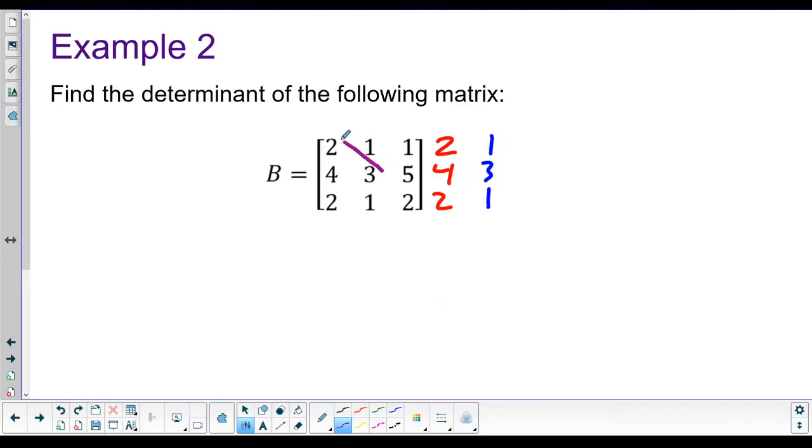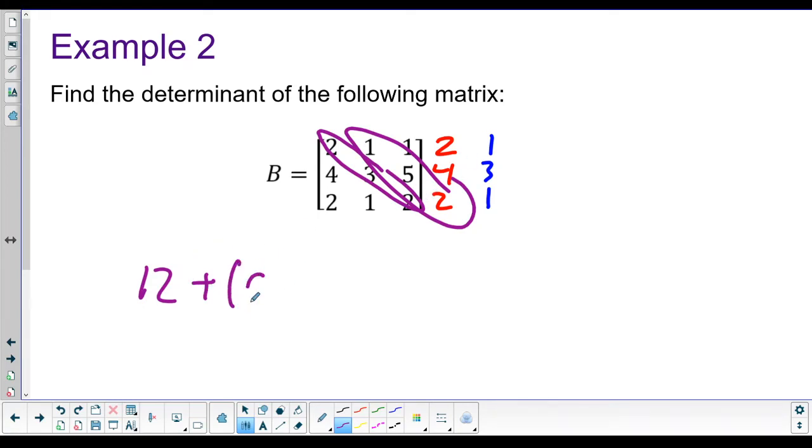So let's start with this first diagonal. 2 times 3 is 6, times 2 is 12. Write that down. Next diagonal. 1 times 5 is 5, times 2 is 10. You put a plus sign. If this were negative 10, you would put minus 10, but it's plus negative 10, so plus 10. One more. 1 times 4 is 4, times 1 is still 4. So plus 4. Here we go. So 12 plus 10 plus 4 is 26.